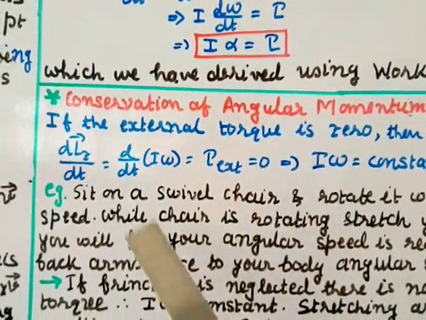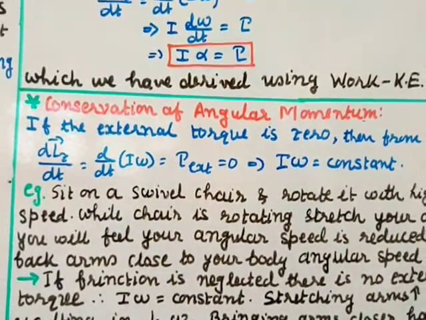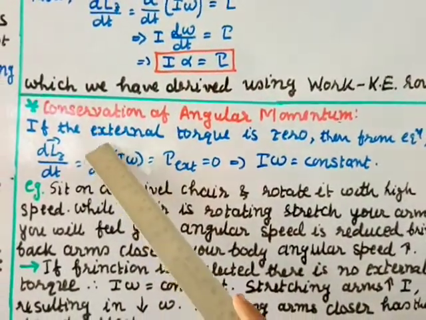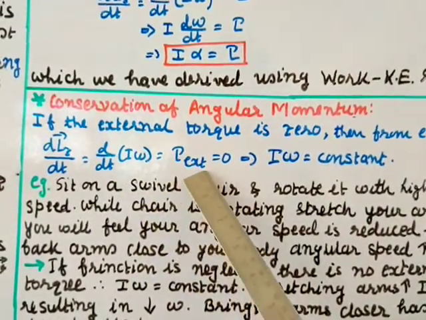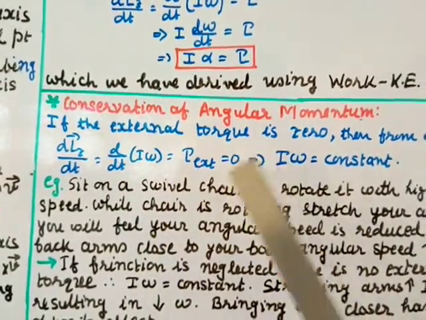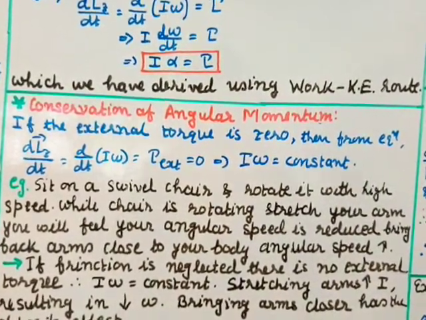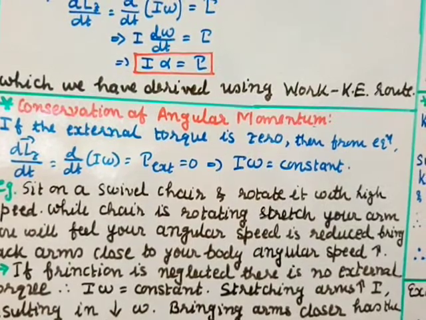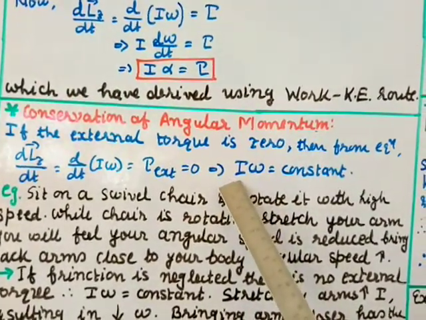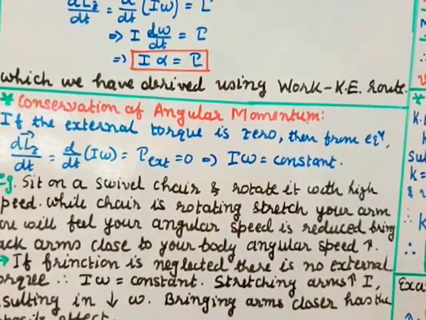What does this mean? If the derivative of any value is 0, that means this value is constant. The differential of any constant value is always 0. So d by dt of I omega equal to tau external, which I am taking as 0, says that I omega is constant. So in the absence of external torque, I omega is constant. I is the moment of inertia and omega is the angular velocity.